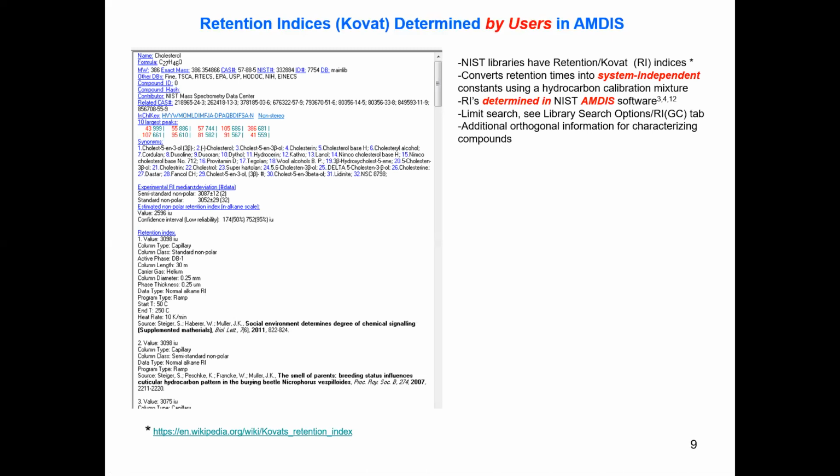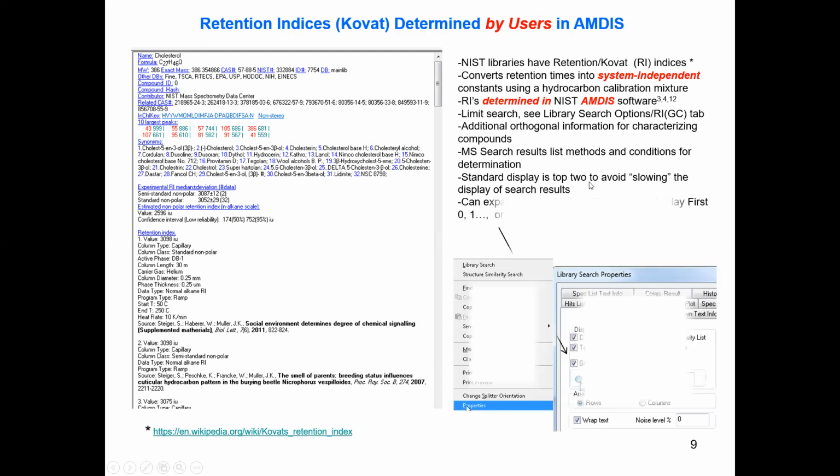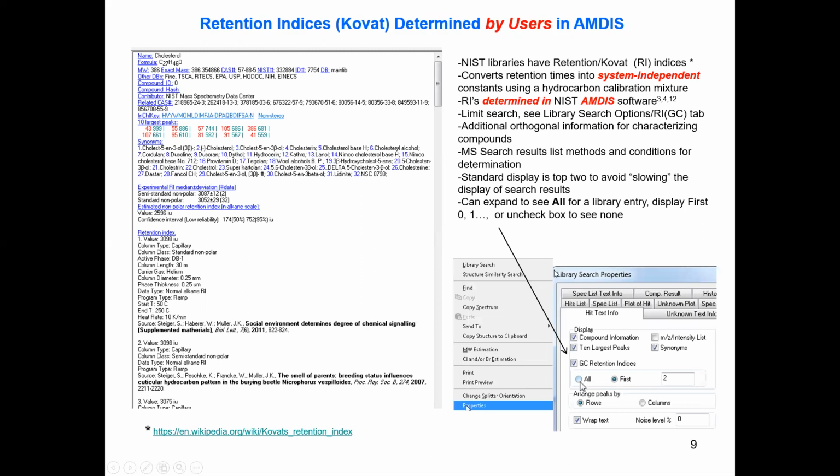So you can restrict the retention indices to certain limits. You can compare yours to the same compound, and it's really just an orthogonal way to get more information about the compound of interest to you and tell you if it's what it is, or if it's just an isomer of it maybe. And also the MS Search results list methods and conditions for all these determinations. And there's a way to set up the parameters such that it doesn't slow down things showing these methods if you don't want to. But again, that's in the handout for more detail.